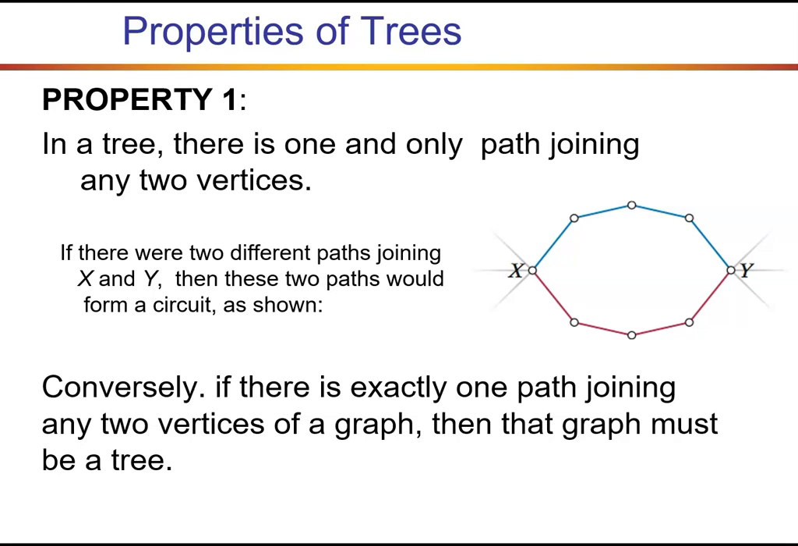Okay, so let's talk about properties of trees. In a tree, there is one and only one path joining any 2 vertices. If there were 2 different paths joining X and Y, then these 2 paths would form a circuit. So we don't want to connect the blue with the red. That would form a circuit. Conversely, if there is exactly one path joining any 2 vertices of the graph, then the graph must be a tree.